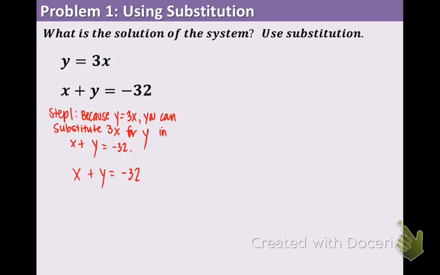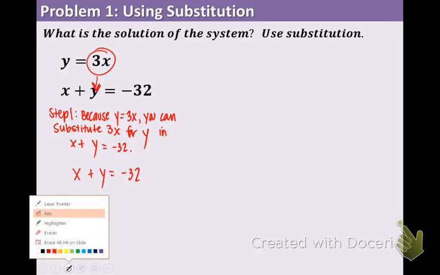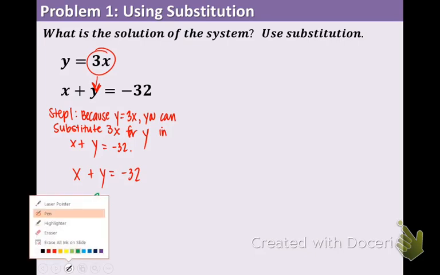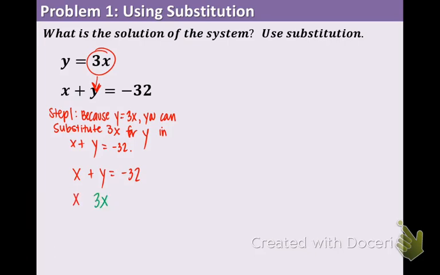So here we have x plus y equals negative 32. What we're going to do is take the 3x and plug it in for the y in the other equation. So it's completely going to take its spot. The y is going to go away altogether. So we have the 3x right here, and then the rest comes down. The only thing that's changing is that the 3x is replacing the y. And the whole point of that is so that the variables are the same.